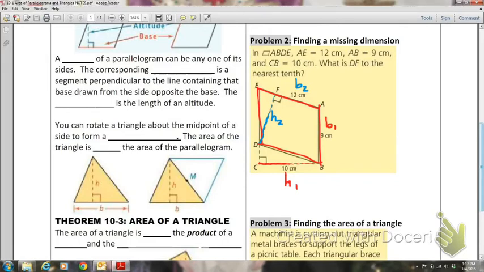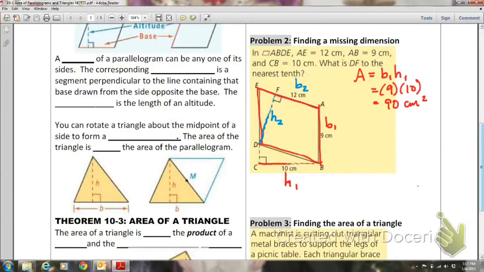The first thing we need to do is find the area based on the first base and the first height that we've marked. The area of the parallelogram is base 1 times height 1, the height that corresponds to that base. Base 1 is 9, and the height that goes with that base is 10, so that's 90 centimeters squared. Now we use that area to find the other height.